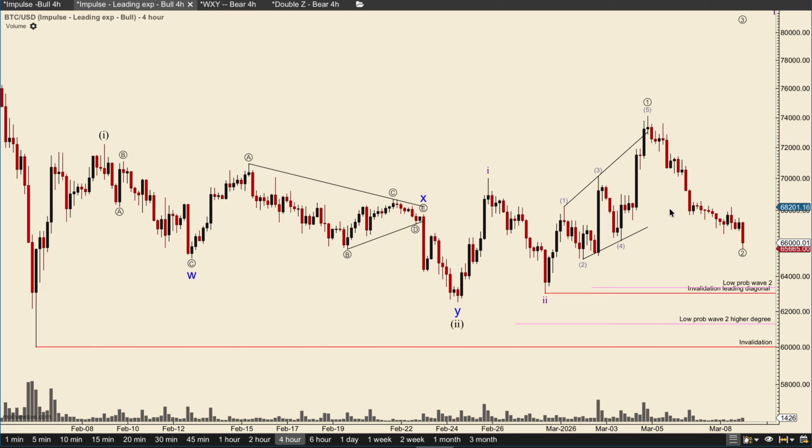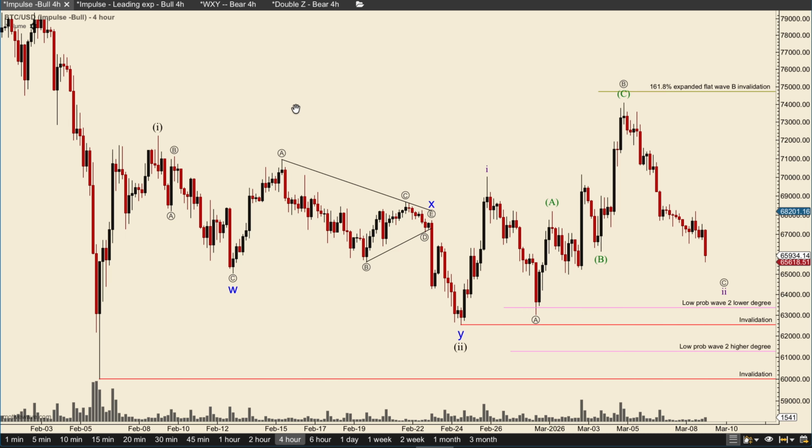An expanding diagonal is when everything else fails, and everything else hasn't failed yet. So therefore, this has basically the lowest probability just because of this structure. But they do occur, and it's very important for us to invalidate them. So if we hit this, then it's a low probability wave 2, meaning that this has even lower probability. And also if we take out this, then it's an invalidation for this scenario.